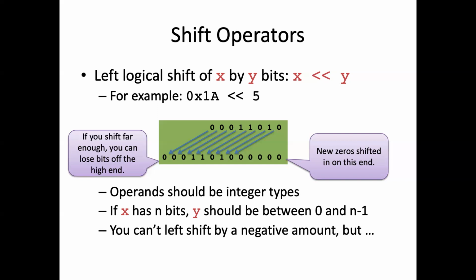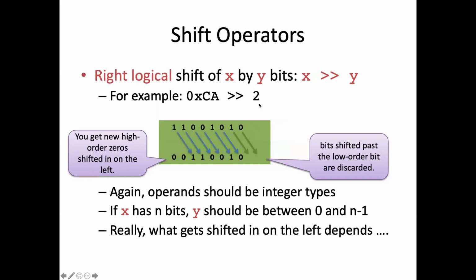If you've got an n-bit number and you say slide everything to the left by n, then you've just thrown everything away. You can't shift to the right with this operator. So the number of bits you want to move stuff around, you can't put a negative number there. But that's okay because we've got another operator for shifting things the other way.